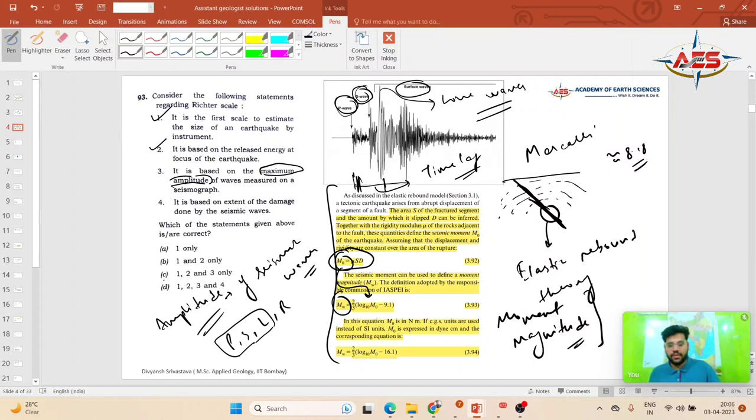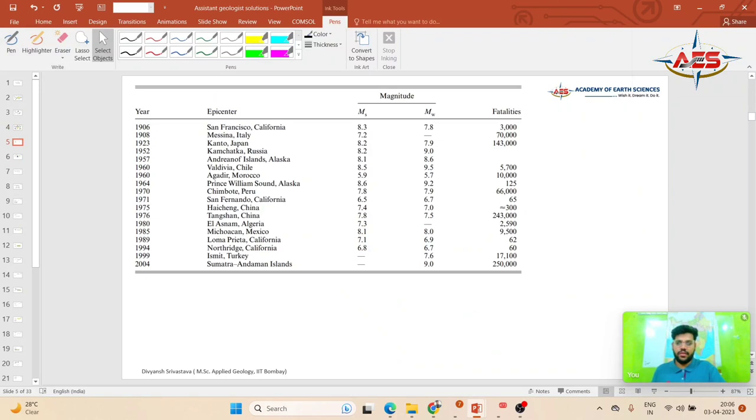जो भी आजकल के रिचर स्केल्स हैं वो हमारे मोमेंट मैग्नीट्यूड के ऊपर बेस्ड हैं, इसे हम समझते हैं। As you can see, this diagram is the data of previous earthquakes, especially large earthquakes. So you can see this Ms is given, which is surface wave magnitude, and this is moment magnitude. And you can see both having a dissimilar value.